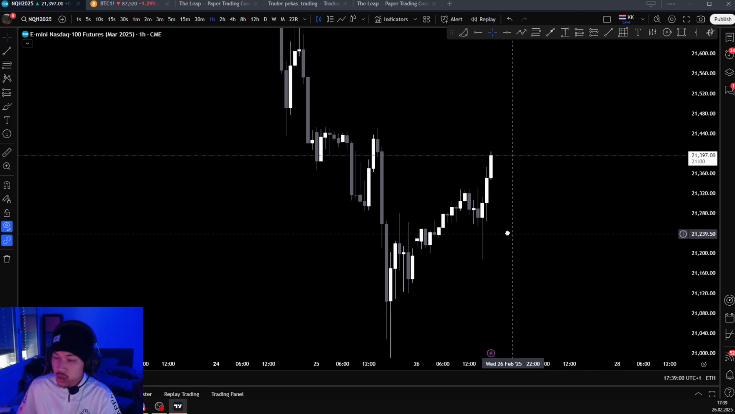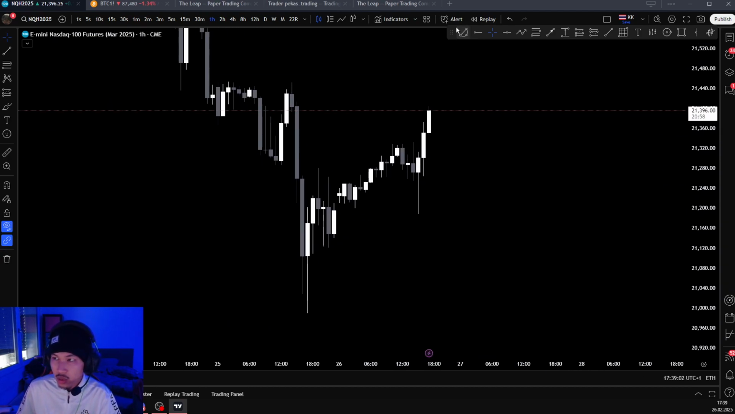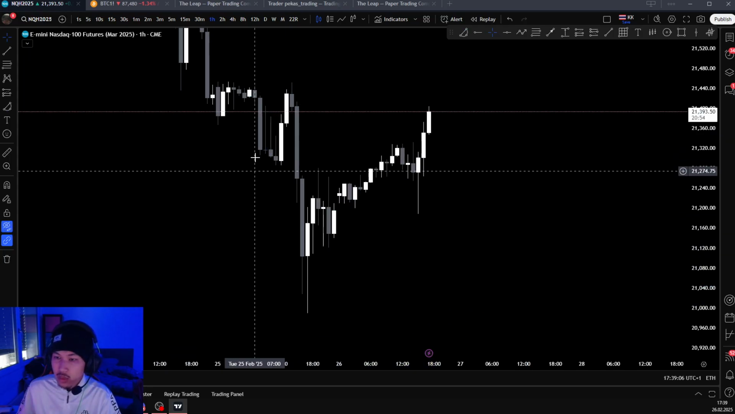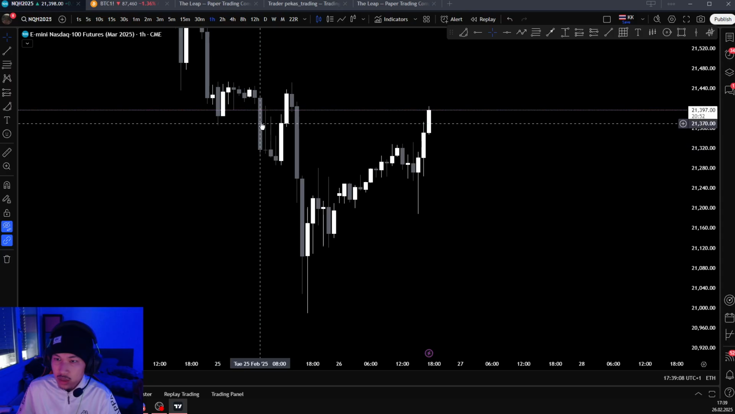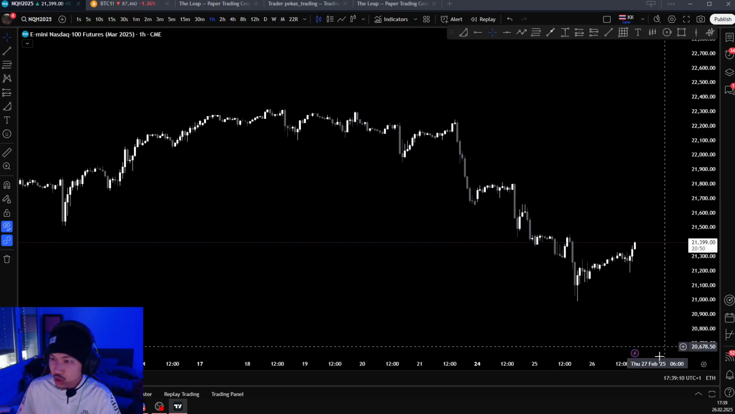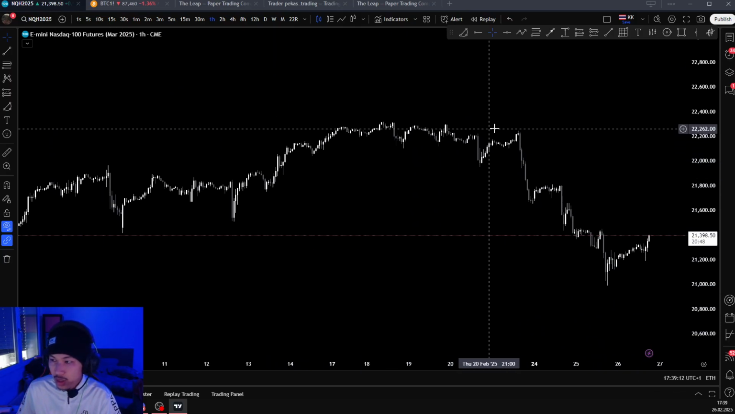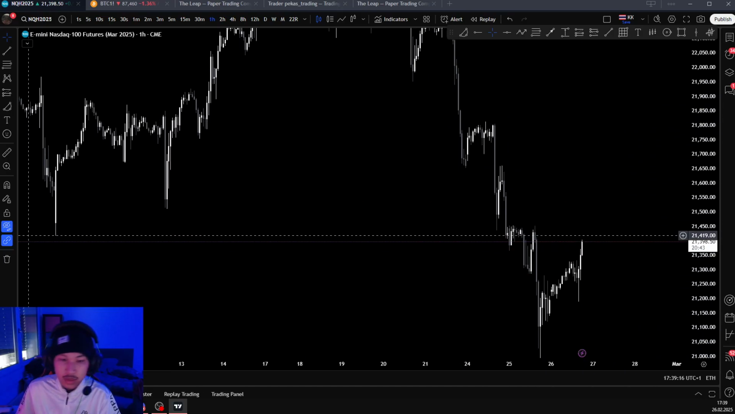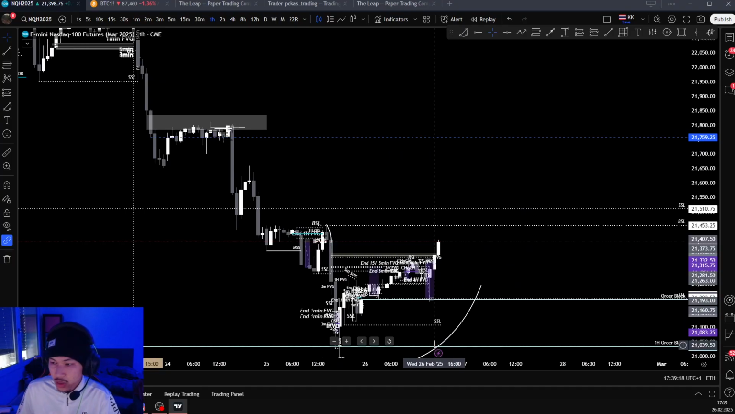So I used the point of 3 here and the market maker model, so that's the market maker buy model here. And we got that accumulation. No, the accumulation was here. The accumulation, that big manipulation, and now the distribution leg comes in. So I want to look for any longs.